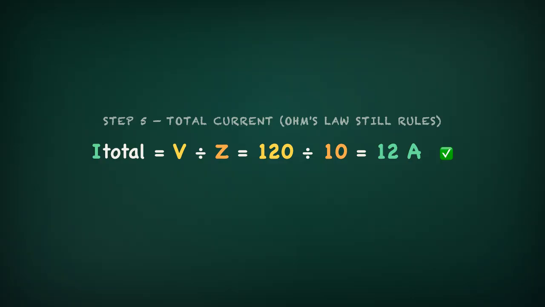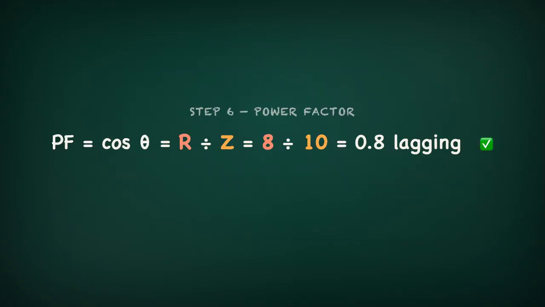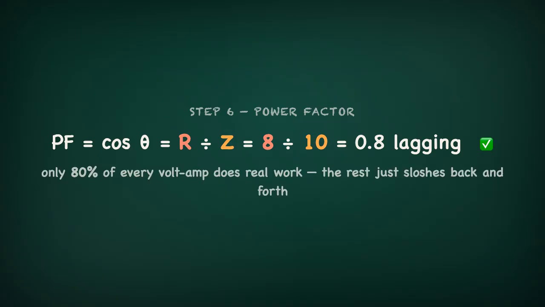Ohm's law never left. Total current is voltage over impedance, 120 divided by 10, 12 amps. And because the circuit is net inductive, that current lags the voltage by 36.9 degrees. Power factor is just the cosine of that angle, which is also R over Z, 8 over 10, 0.8, lagging. 0.8 means only 80% of every volt amp does real work. The rest just sloshes back and forth.